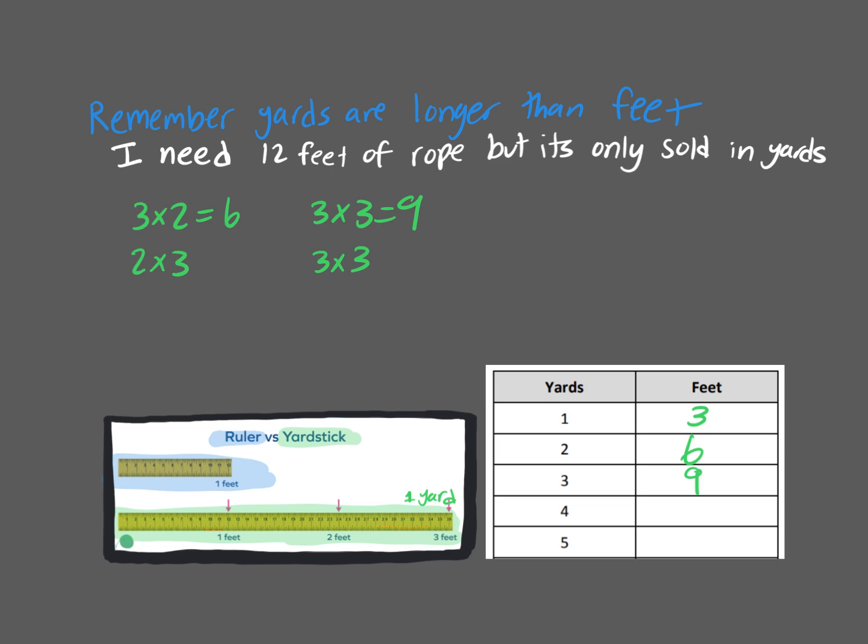So for our next one, for 4 yards, I'm going to write it 4 times 3, which is going to give us 12. So in 4 yards, there are 12 feet. So I did get my answer that if I need 12 feet of rope and it's only sold in yards, I would need 4 yards. But we're going to go ahead and continue our table, and we're going to do 5 times 3, which is going to give us 15. So we know 5 yards is equal to 15 feet.